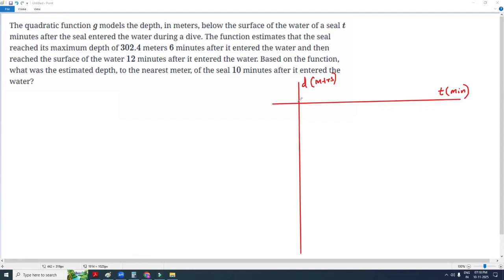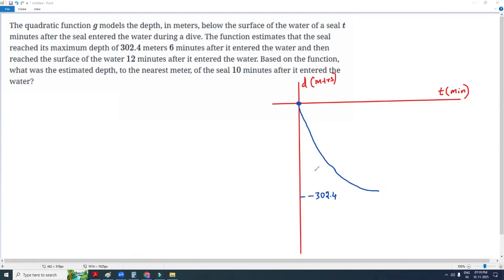Okay, now let's assume the seal entered the water at the origin, where the time is 0 and the depth is 0. Now it keeps going down. At one stage, it reaches the maximum depth, 302.4 meters. Then we'll have this value on the vertical axis. Since the maximum depth is below the horizontal axis, this depth should be taken with a negative sign. Okay, then we have the value negative 302.4 over here.